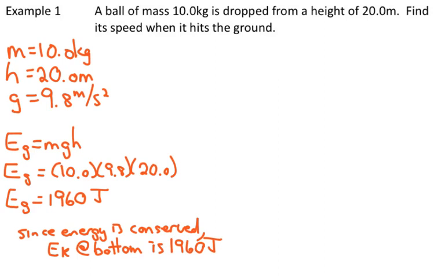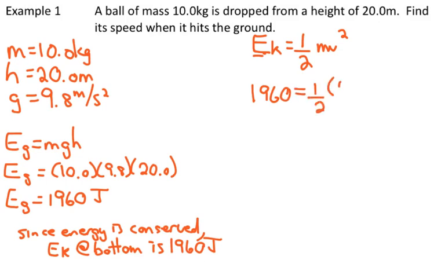Knowing this, we can find the speed of the ball as it hits the ground, because we know that Ek equals 1/2 mv squared. Ek is 1960. Mass of this ball is still 10 kgs, and v is what we don't know.